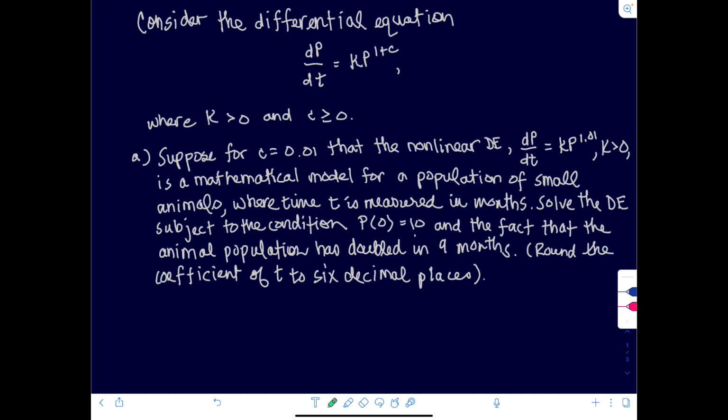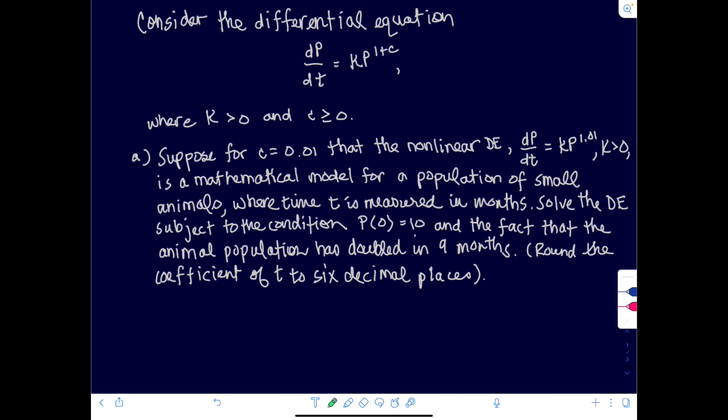Today we're taking a look at a population of small animals where time is measured in months. So we've got this differential equation, dP/dt is equal to k times P raised to the 1 plus c, where k is greater than 0 and c is greater than or equal to 0.